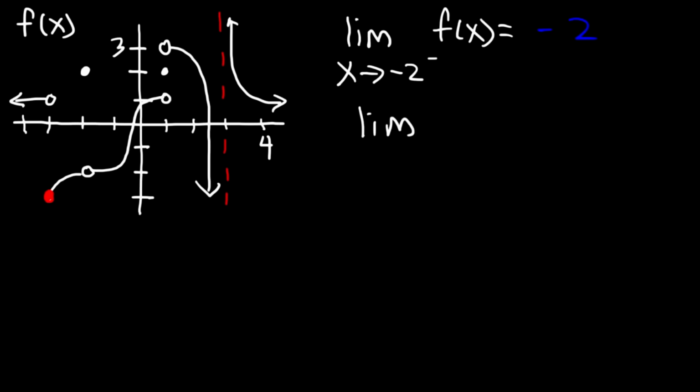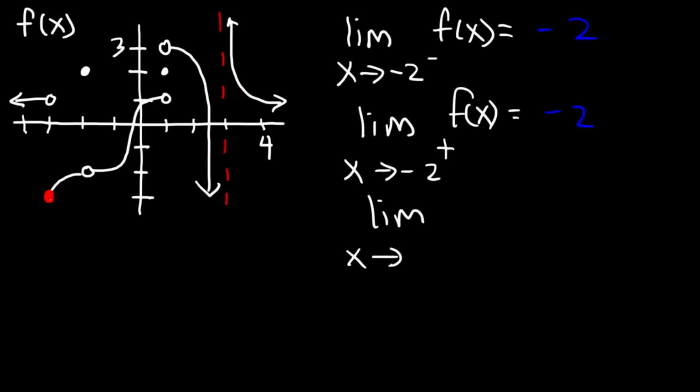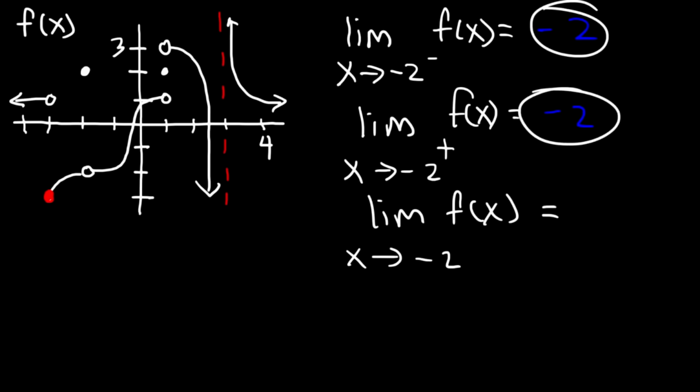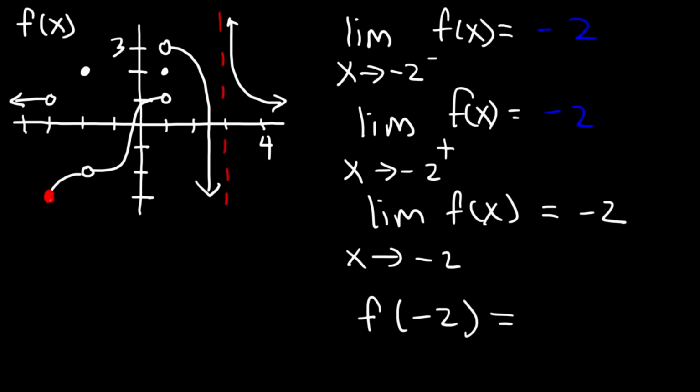What is the limit as x approaches negative 2 from the right side? This time, we want to approach the vertical line from the right, and it points to the same value, negative 2. So therefore, the limit as x approaches negative 2 from either side does exist, because these two match. So it's going to be negative 2. Now, what is the function value when x is negative 2? Look for the closed circle that's on this vertical line. That's this point where the y value is positive 2.